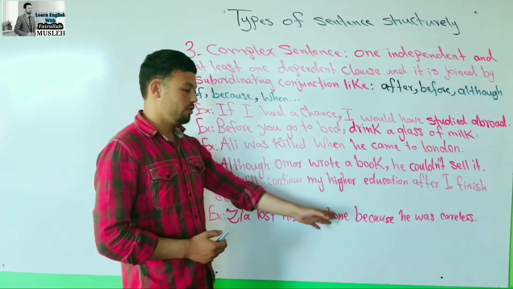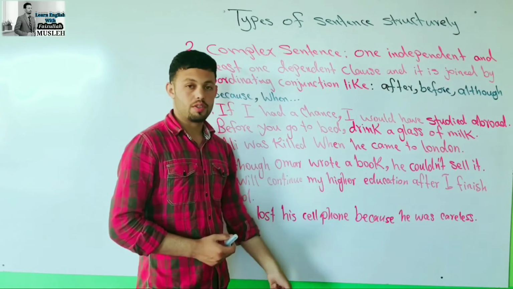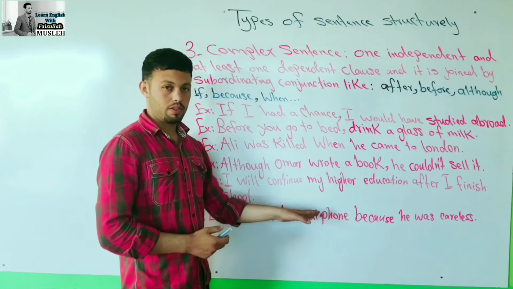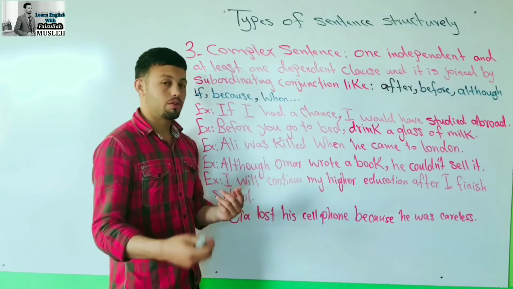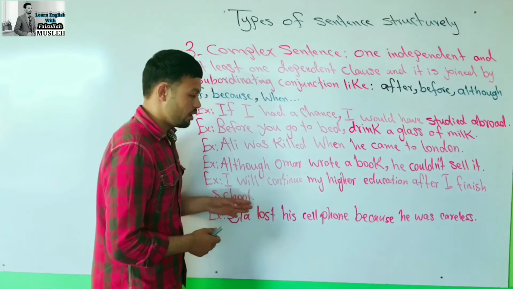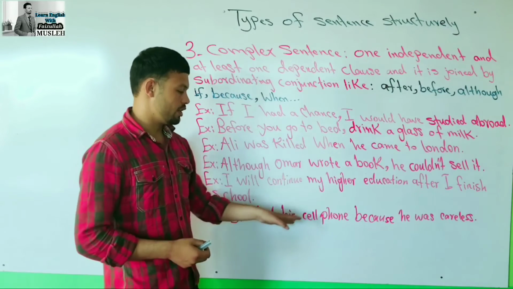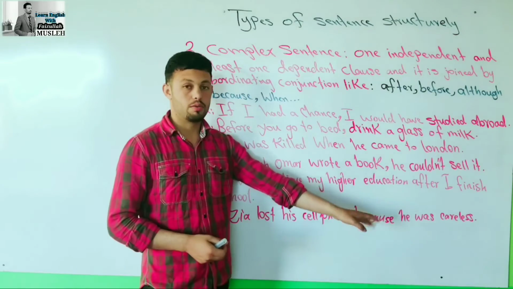Zia lost his cell phone because he was careless. Zia lost his cell phone. He did not pay attention. What was he doing? So he lost his cell phone. Zia lost his cell phone because he was sick.